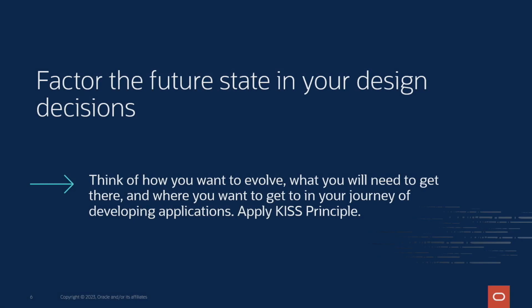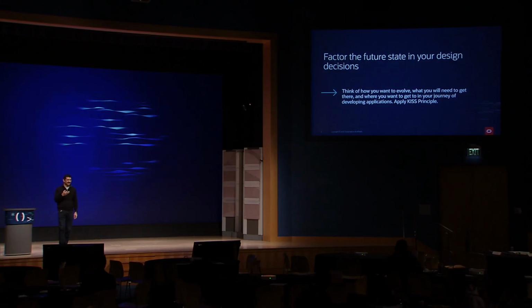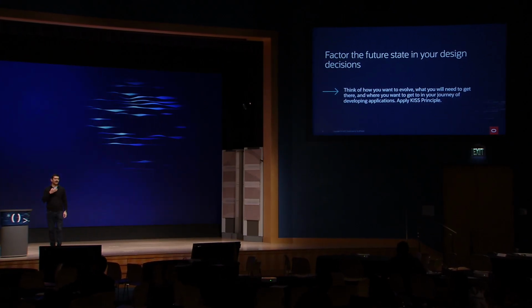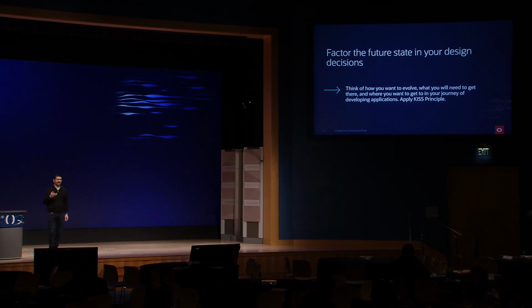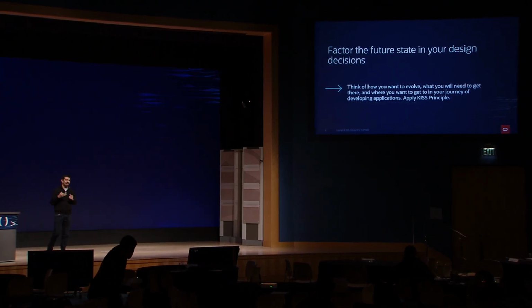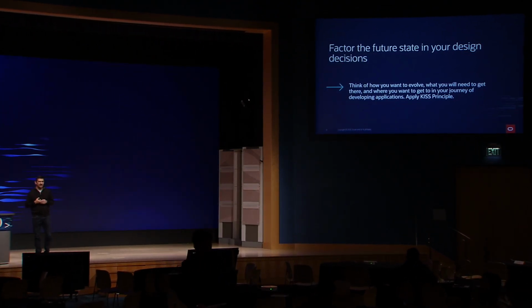Another important piece of advice from my experience is to factor the future state into your design decisions. Think about how the application you're building would look in 3 to 5 years. Think ahead. You start small, and often your footprint grows, and in 5 to 6 years, you have a massive footprint. So think about the technology choices you're making right up front before you start building applications.